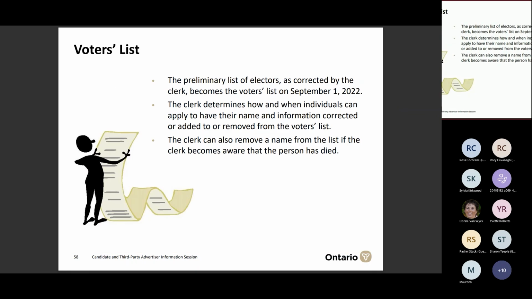So the voters list. The preliminary list of electors as corrected by the clerk becomes the voters list on September 1st, 2022. The clerk determines how and when individuals can apply to have their name and information corrected or added to or removed from the voters list. The clerk can also remove a name from the list if the clerk becomes aware that the person has died. The clerk shall not provide a copy of the voters list under section 3, subsection 3, or a part of the voters list until September 1st. Next slide, please.